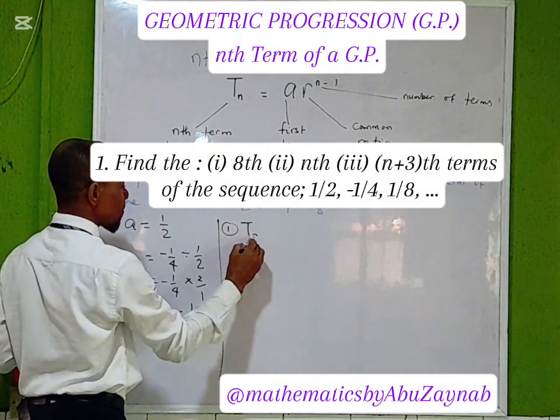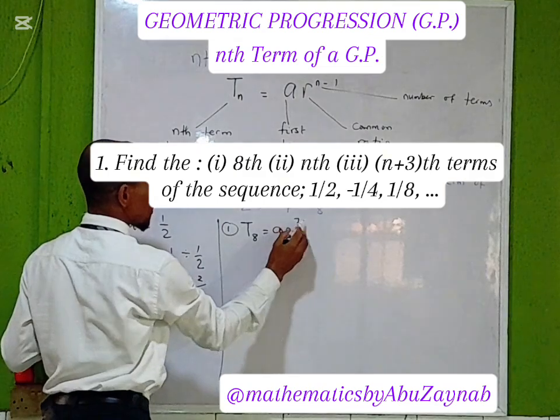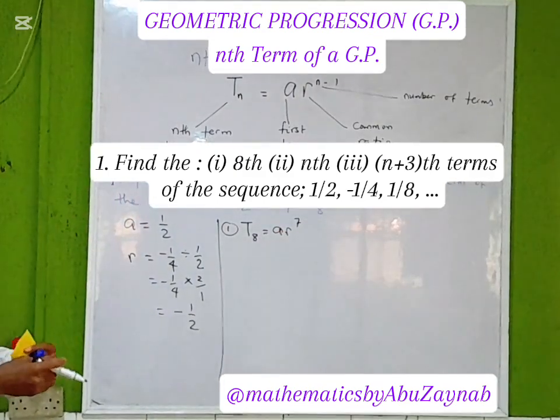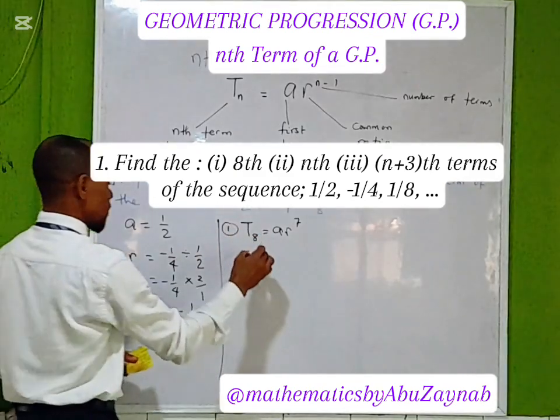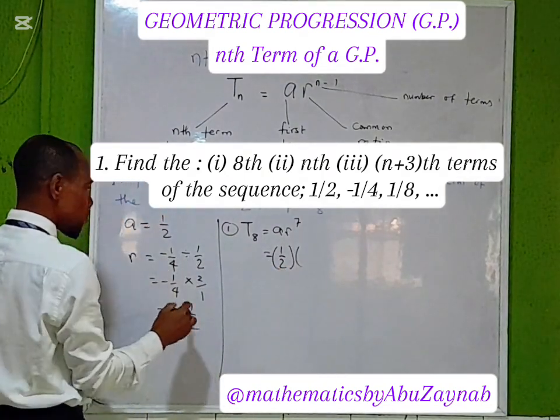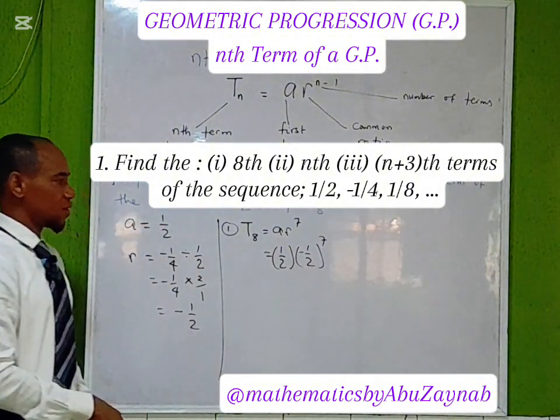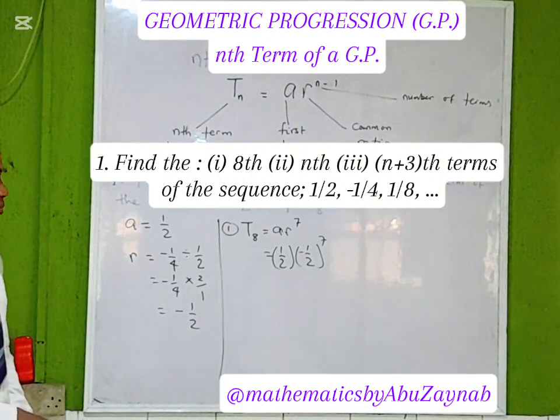So I'm going to say T8 equals AR, then 8 minus 1 is 7. That's AR^7. And after that, we slot in our values. A is 1/2, and R is minus 1/2. So we have 1/2 times minus 1/2 raised to power 7. And that's your answer.